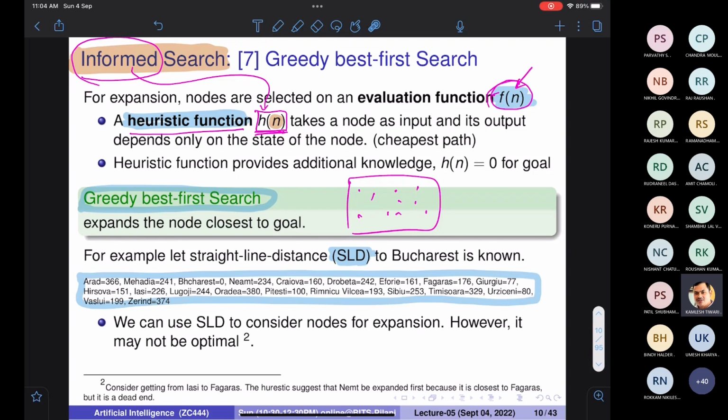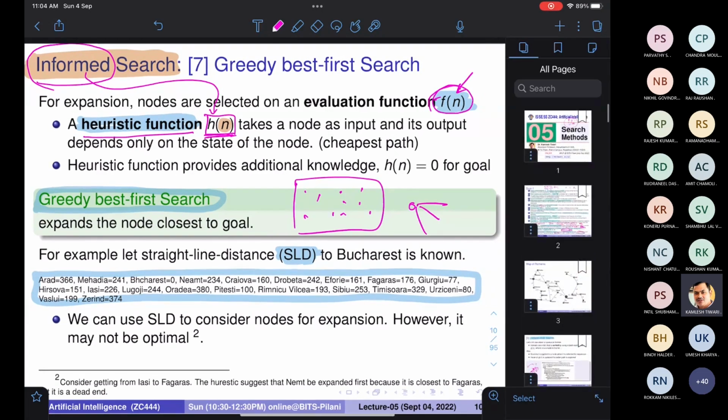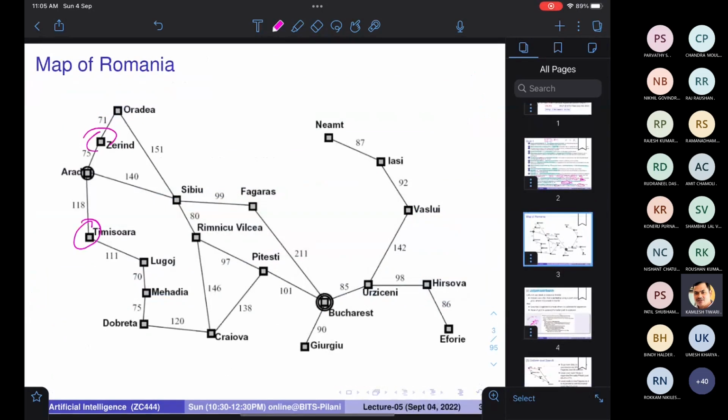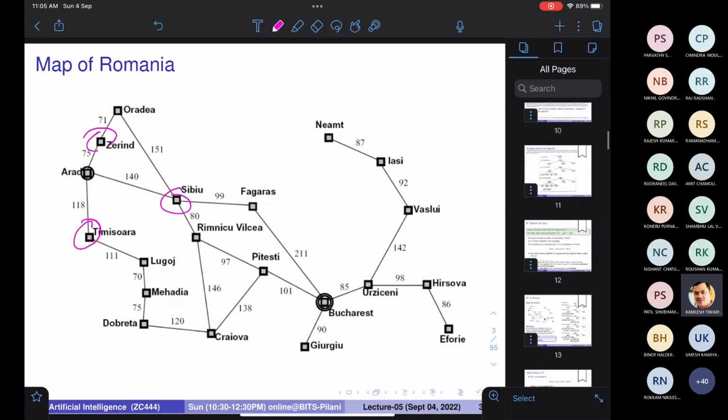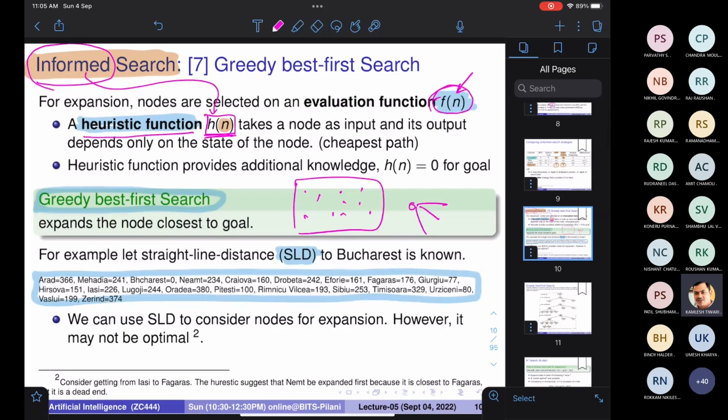It says that since the straight line distance is given to me, then definitely I would like to proceed to the best place. If I am in Arad, I can see that three places are in front of me. So what were these three places? From Arad: Zerind, Timisoara, Sibiu. Where is Zerind? Help me find out. Zerind, Timisoara, and Sibiu. So these are the three places.